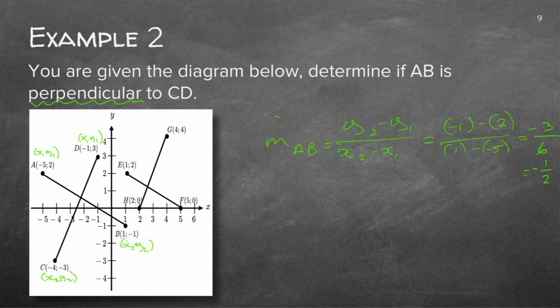So let's do now the gradient of CD. Gradient of CD, the formula is already there, right on top, so I'm just going to do the empty brackets. And I'm going to fill it in. Now I'm busy with CD. So y2 is minus 3, y1 is minus 3. x2 is minus 4, x1 is minus 1. And if I do that, minus 3 minus 3 is minus 6. Minus 4 plus 1 is minus 3. And that gives me a plus 2. So now I've got a gradient of minus a half and I've got a gradient of 2.